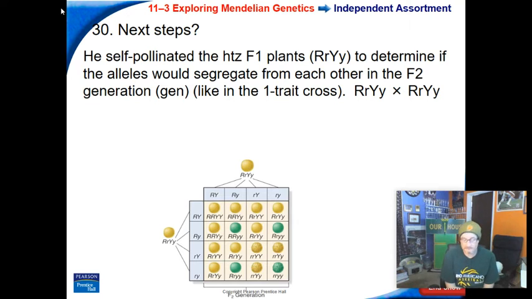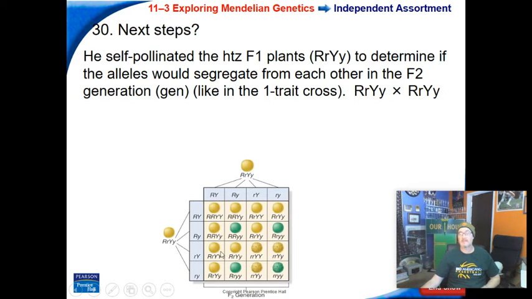Moving ahead. Okay, so the next steps. Just like in the one-trait cross, okay? He cross-pollinated true breeding dominance. Those were the parents, okay? In the F1 generation, they had the dominant trait, but they were hybrids, okay? And then in the F1, he self-pollinated it. So we had the double heterozygote, as you can see here, times the double heterozygote, as you can see here.